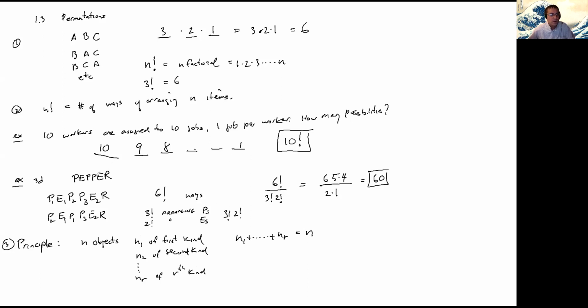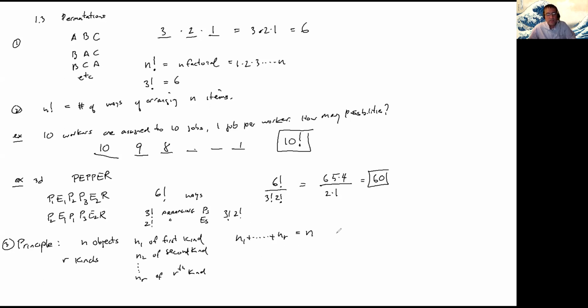Okay, so here r is actually 3, because there's P and there's E and there's R, right? There are 3 P's, there are 2 E's, and there's 1 R. So r is 3. So it's a different kind. There are r kinds of objects.